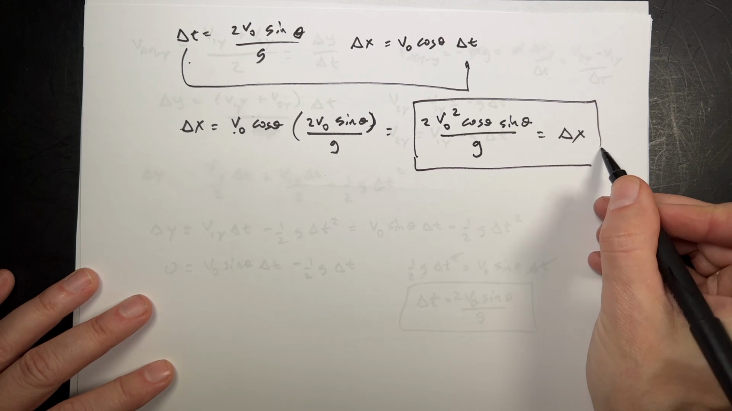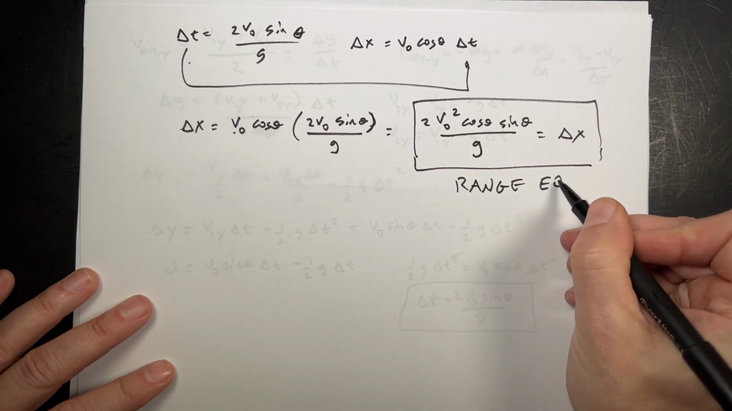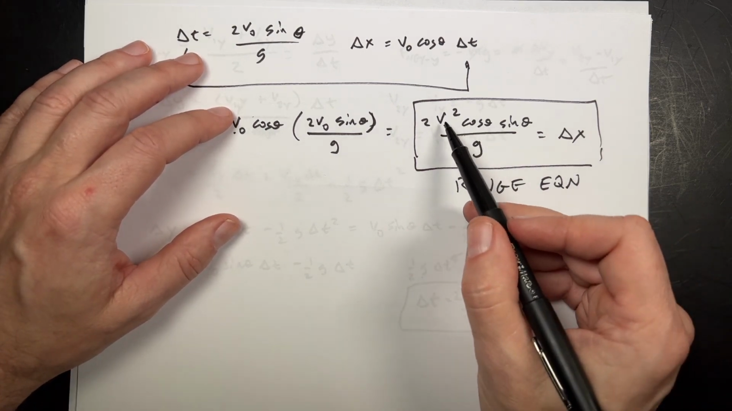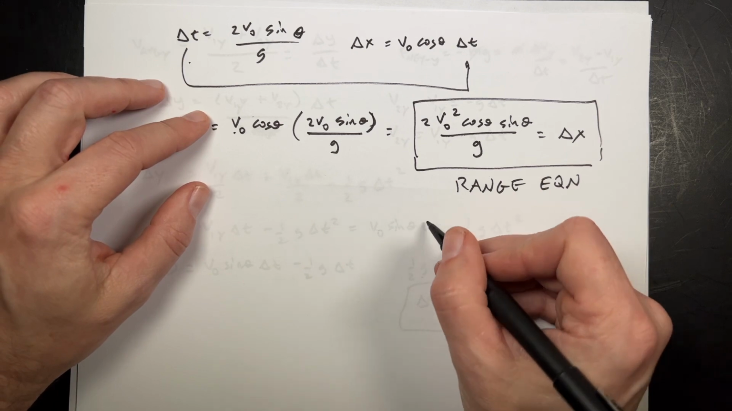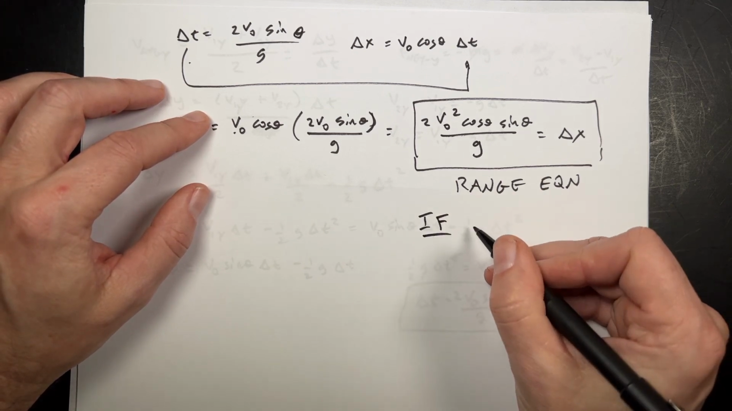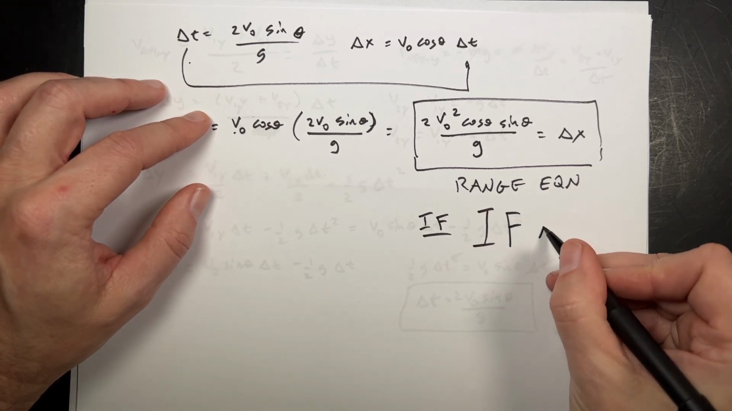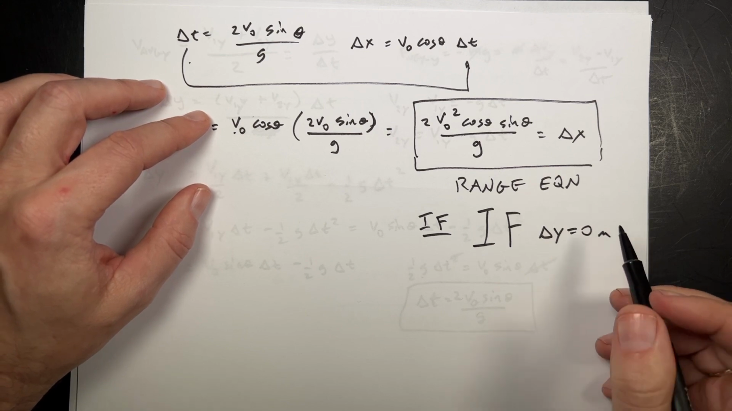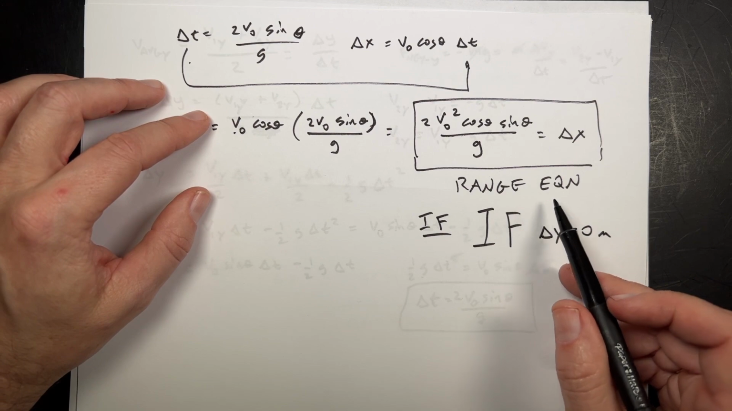A lot of times you'll look this up as the range equation. I'm going to put EQ in because I made such a mistake last time. It tells me if I know my initial velocity and my angle, I can find out where it lands. If, and this is a big if, delta y is 0 meters. We assumed that, right? And that's important. If that's not true, then this doesn't work. And that's where people get in trouble.